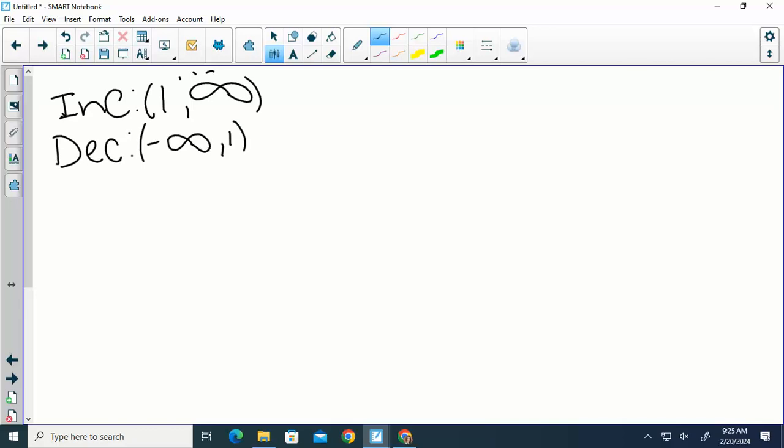Also, since on our sign line it went from negative to positive, that means we don't have a local max, but we do have 1 local minimum. So we plug 1 back into our original problem, which gives us negative 27. And we also do not have a vertical asymptote or a horizontal asymptote. Okay.